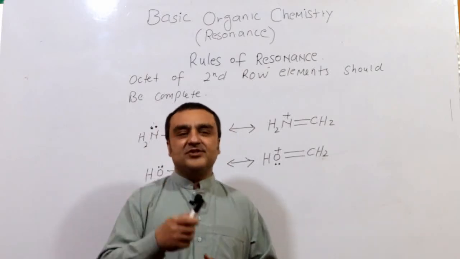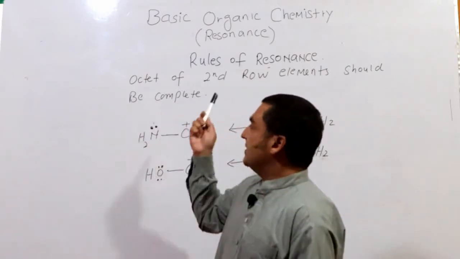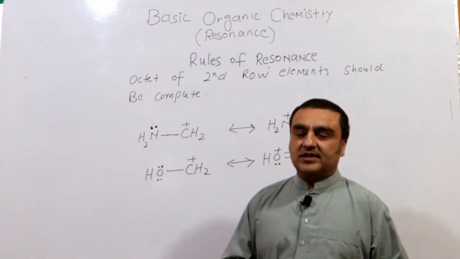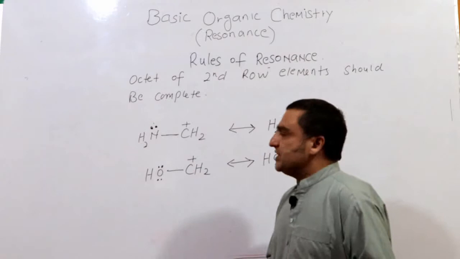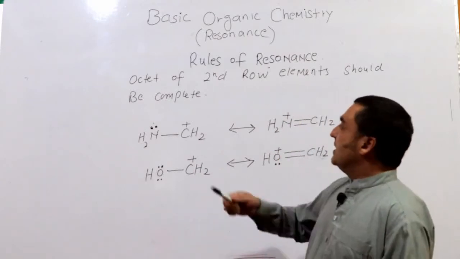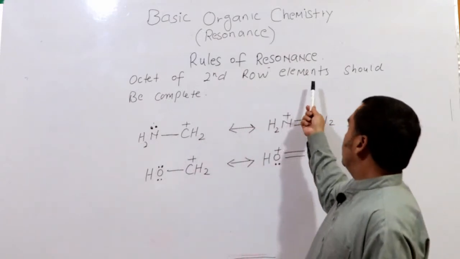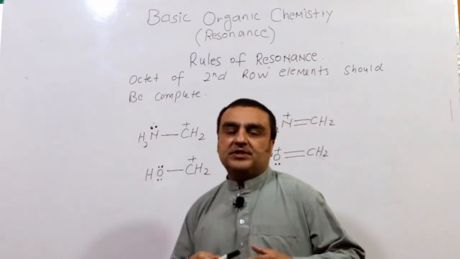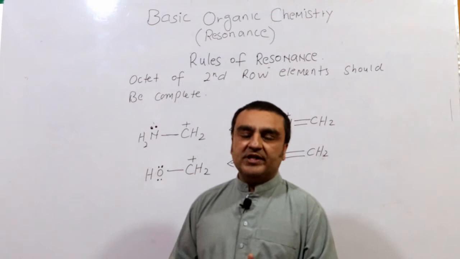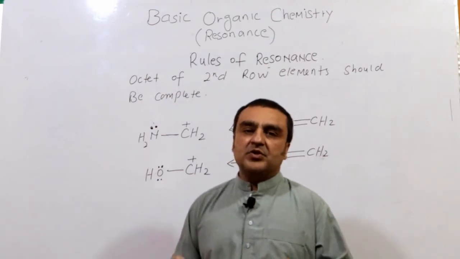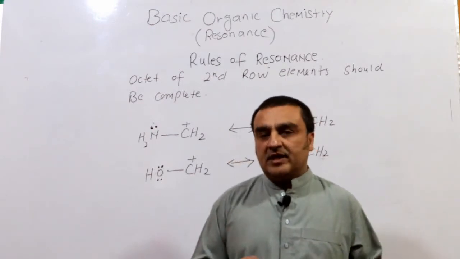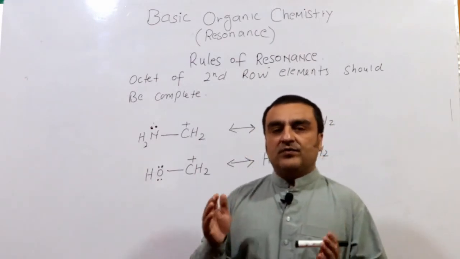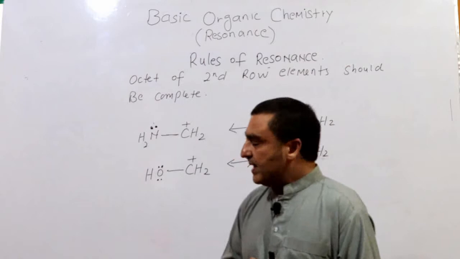Okay, as we are discussing the rules of resonance, we are continuing with the rules. This is another rule which shows that the octet of the second row's elements should be complete. So those elements, the second row elements of the periodic table, just like nitrogen, oxygen, and carbon, when their octet is complete, those structures will be regarded as good.